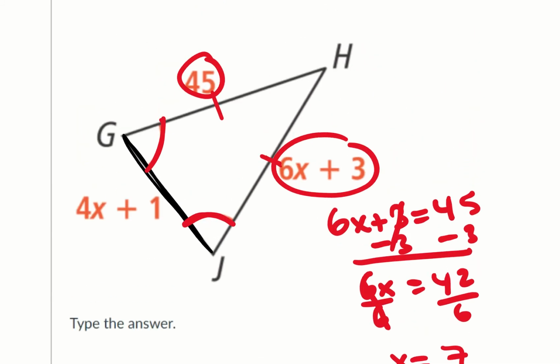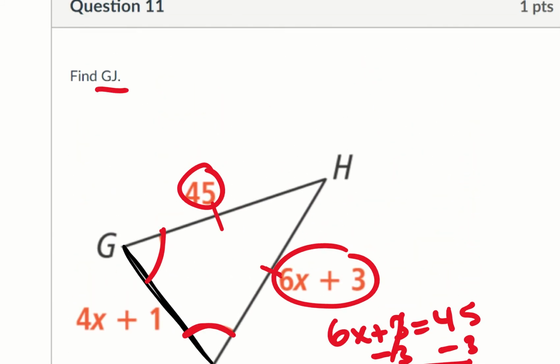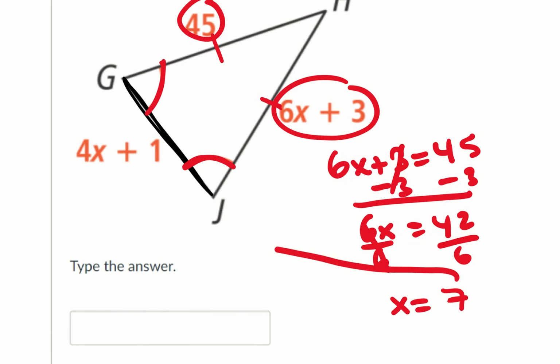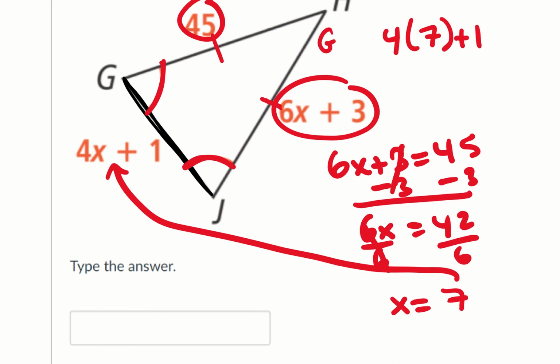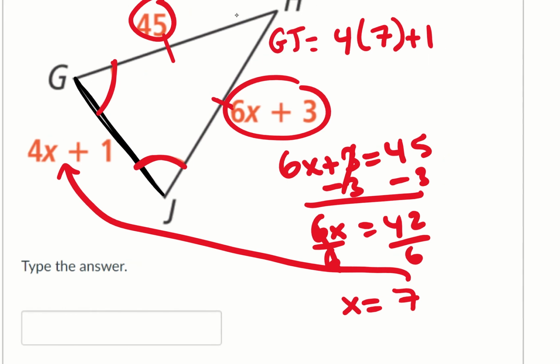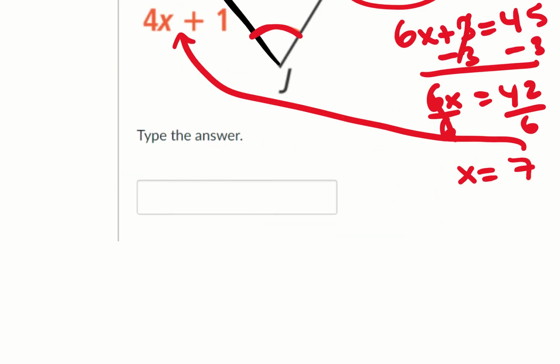So we got x. And remember, they're asking for GJ, right? So we're going to plug 7 into GJ, which is 4x plus 1. So we have 4 times x, which is 7, plus 1. So this will give us GJ. 4 times 7 is 28. 28 plus 1 is 29. So this is 29.